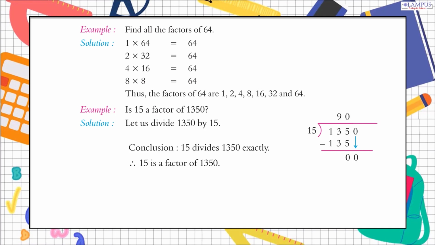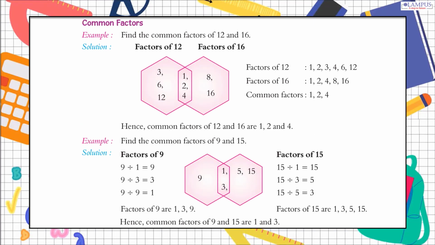Example: is 15 a factor of 1350? Solution: let us divide 1350 by 15. Quotient 90, remainder is 0. Conclusion: 15 divides 1350 exactly. Therefore, 15 is a factor of 1350.